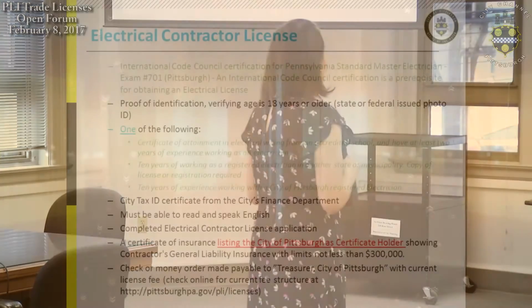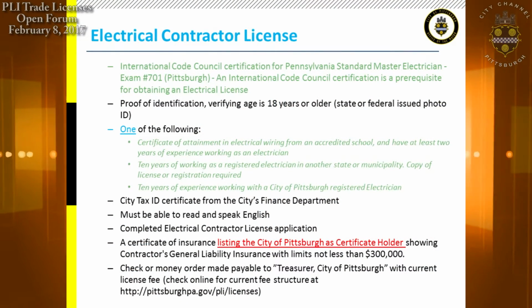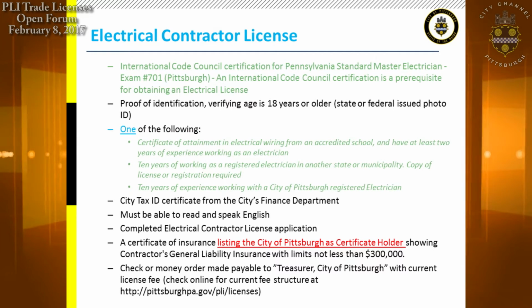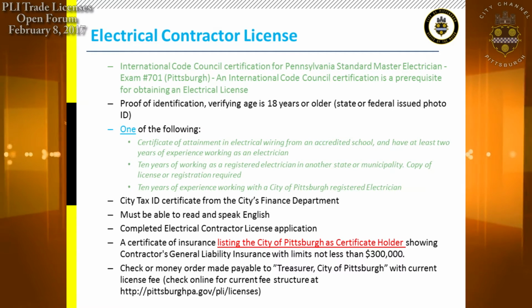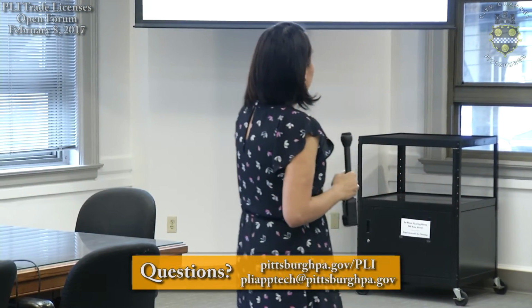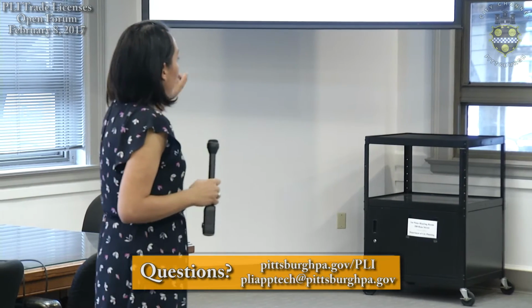Okay? Tax ID is also required. Must be able to read and speak English, complete electrical contractor license, certificate of insurance listing the city as a certificate holder, and the money order with the right amount. Okay? One more thing about the application I keep mentioning, the computer application.